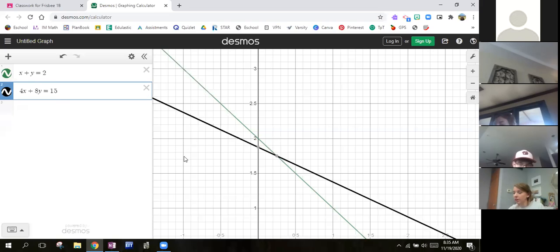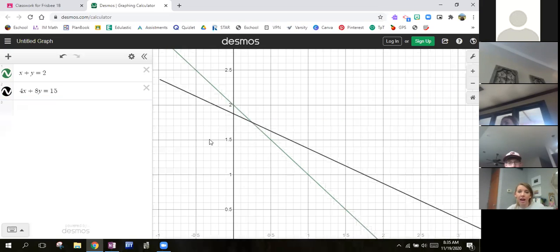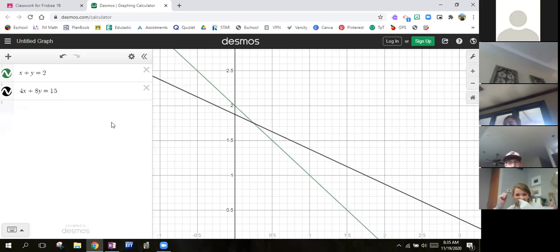Okay, so what do y'all notice is happening? If y'all look back at my screen, some of y'all may not be there yet, but we got to keep moving. What do y'all notice is happening between the two lines that you graphed? They're intersecting. Good.